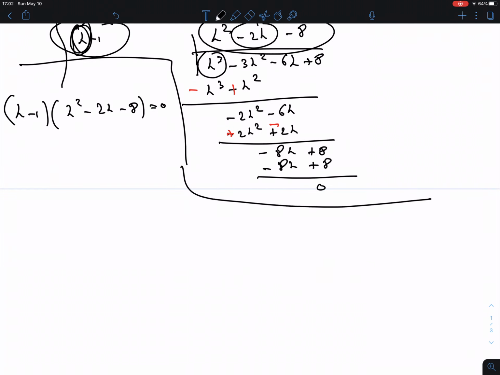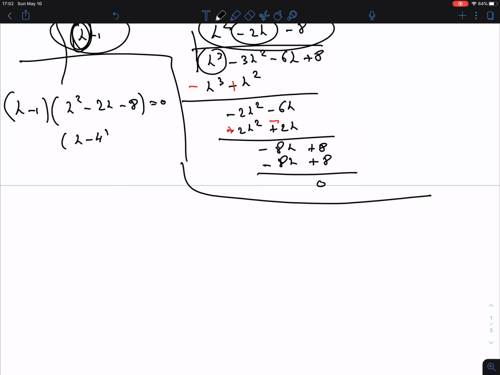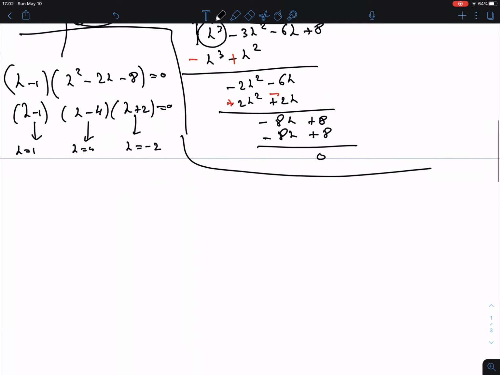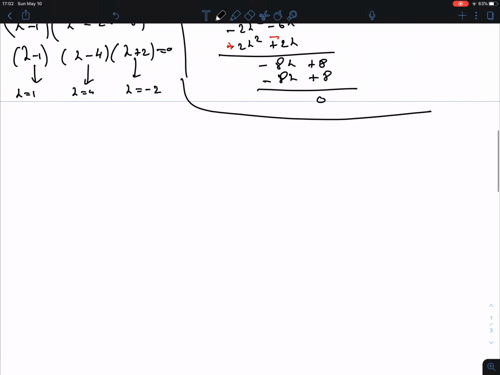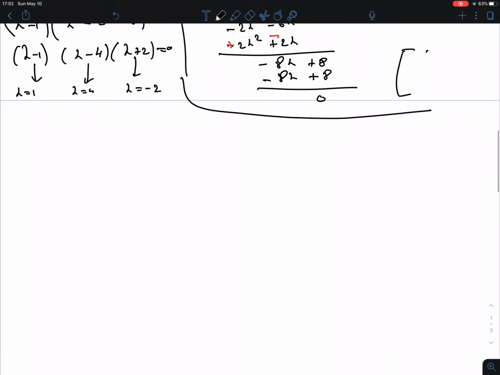Now we have to further factor this, but quadratics are easier. We need two numbers that, okay, I see it here, lambda minus 4, lambda plus 2, right? Because that adds up to negative 2. So this is the full factorization. So I get lambda equals 1, lambda equals 4, and lambda equals negative 2. Okay, so these are the eigenvalues. Good. So the matrix, I'll write it again here, was 3, 1, 1, 1, 0, 2, 1, 2, 0.